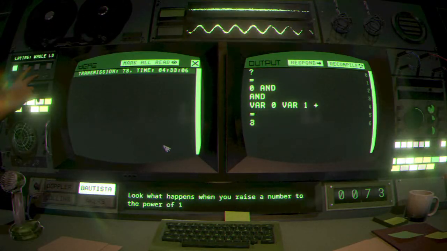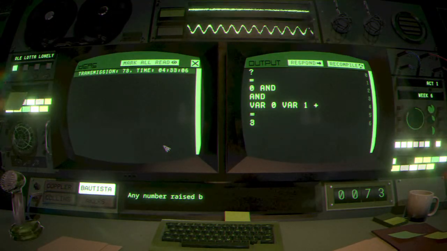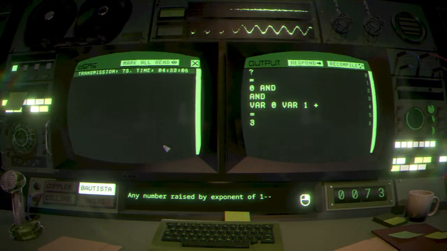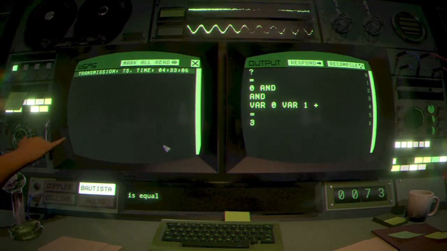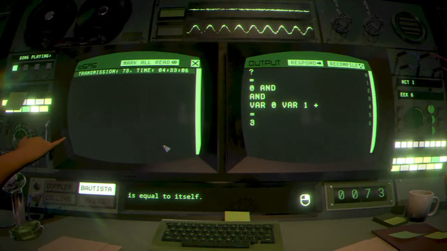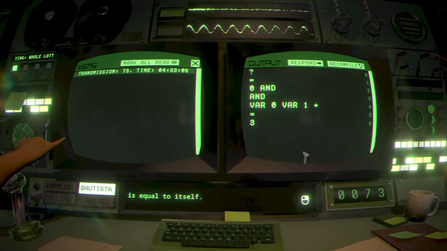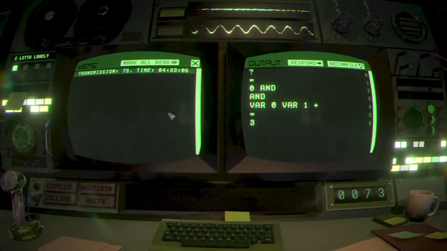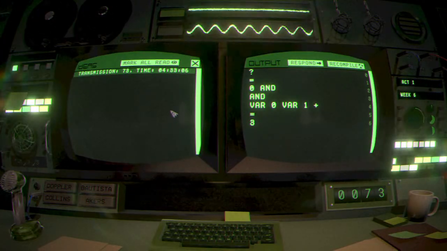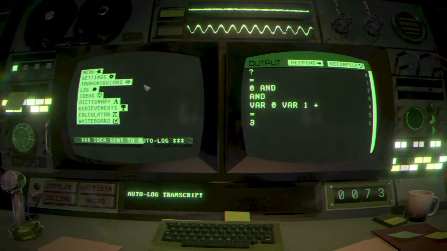Look what happens when you raise a number to the power of 1. Any number raised by an exponent of -1 is equal to itself. No, of 1. Why was there a double minus? That was just a pause. Okay.